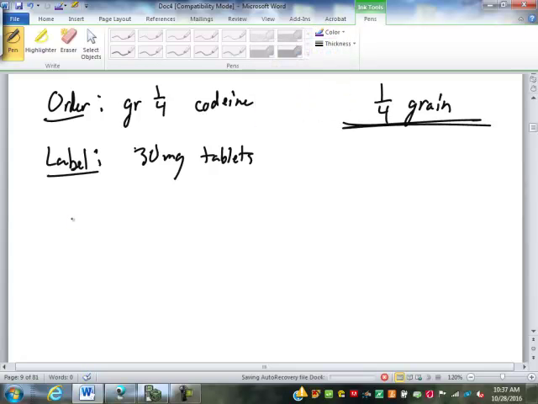So the first thing we have to do here, we've got to take this 1/4 grain and convert it into milligrams. What's our relation between milligrams and grains? 1 grain contains how many milligrams? Do you remember? It's either 15 or 60. And I'm saying that because I'm a little foggy this morning too for some reason.